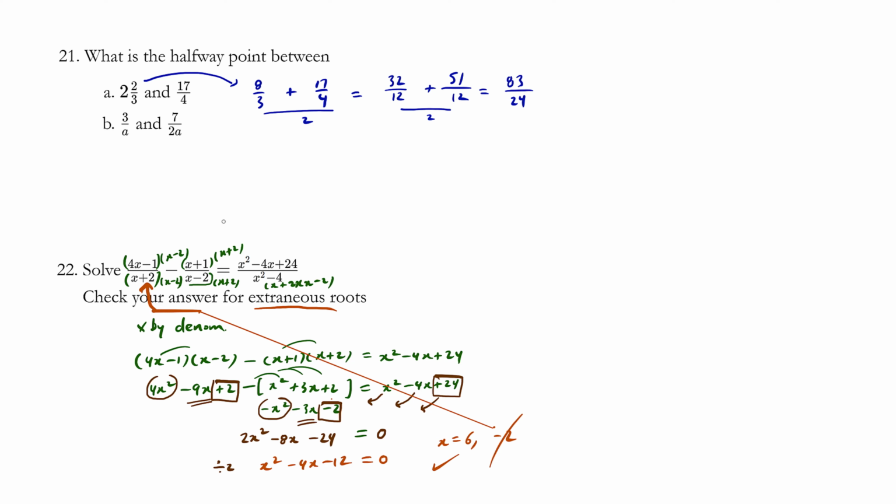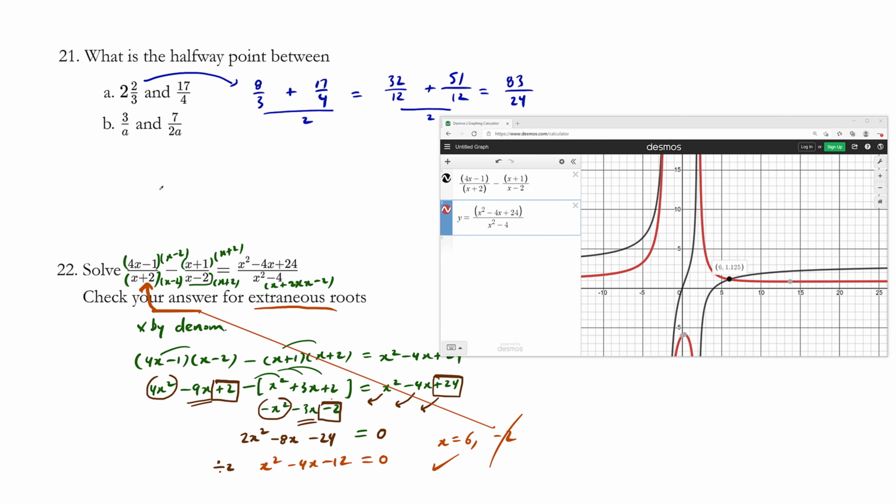Why don't we verify it on Desmos? As you can see, indeed, these graphs intersect at x equals 6, not at x equals -2, which happens to be a vertical asymptote.